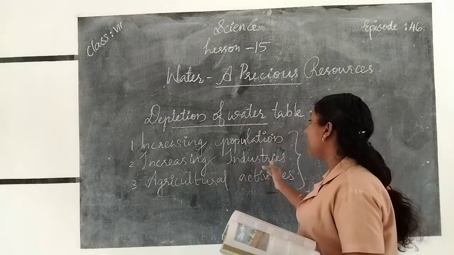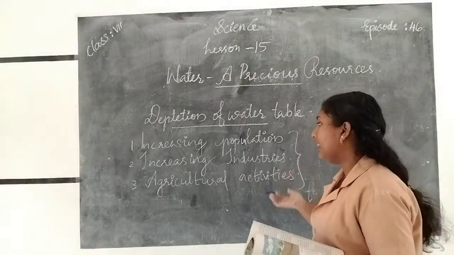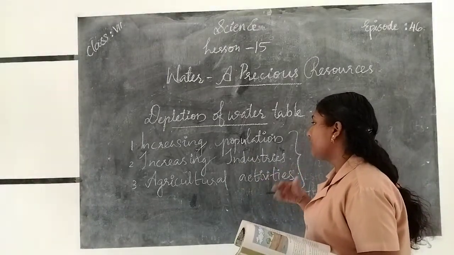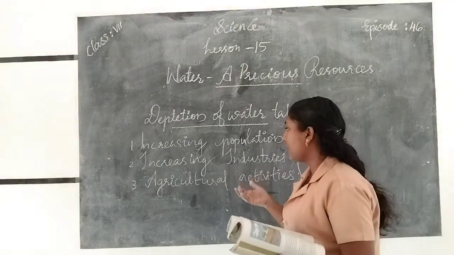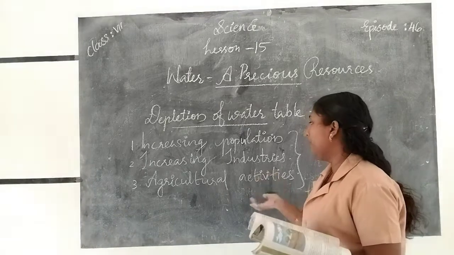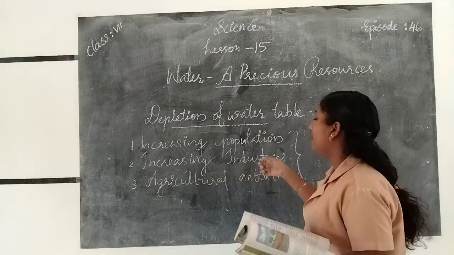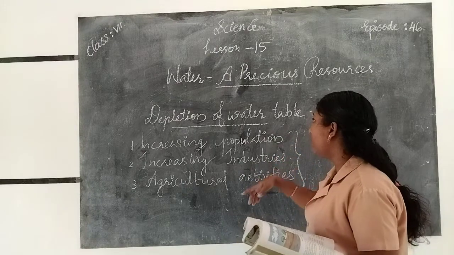Next one, increasing industries. Nowadays, the number of industries has increased. Due to that, for the production of goods, water is needed for various purposes. So the increase in industry is also one of the reasons for the depletion of the water table.